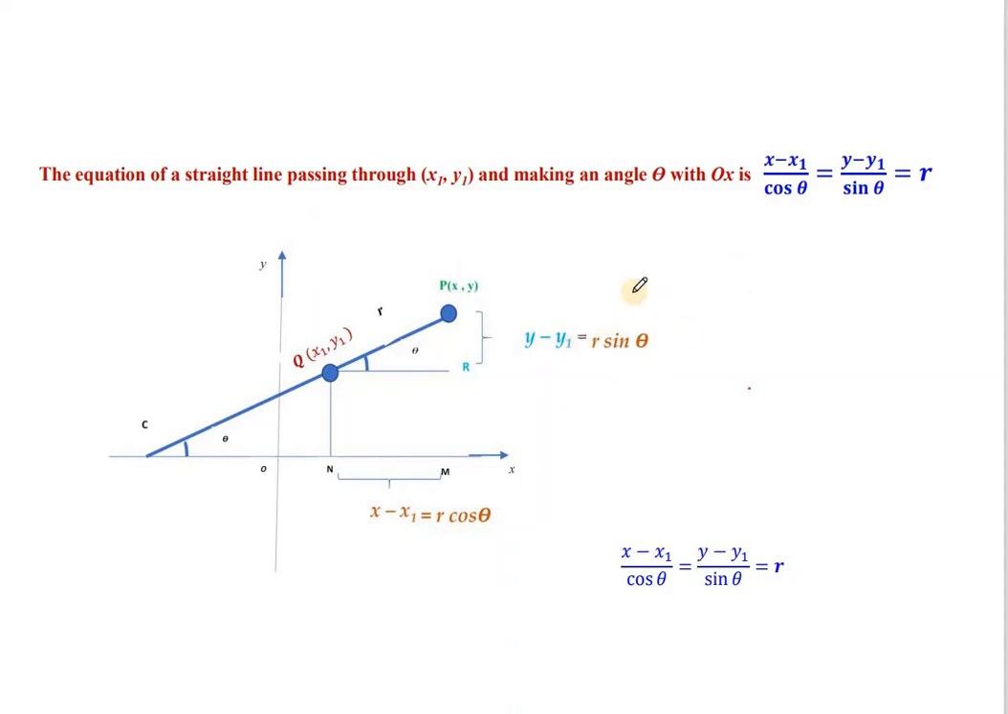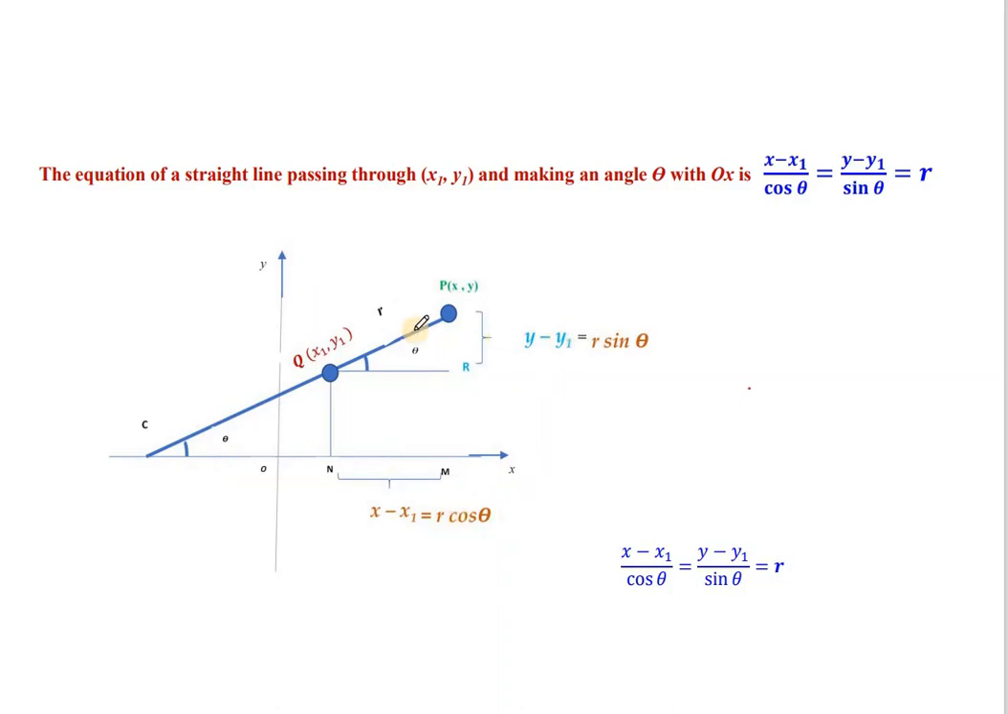See, first we will derive the equation of a line. If x1, y1 is a point on the line which makes an angle theta with the positive direction of x-axis, we're going to derive it as (x minus x1) by cos theta equal to (y minus y1) by sin theta equal to r, where r is the distance between any general point P of (x, y) and the fixed point Q of (x1, y1). Theta is the angle which the line PQ makes with the positive direction of x-axis.